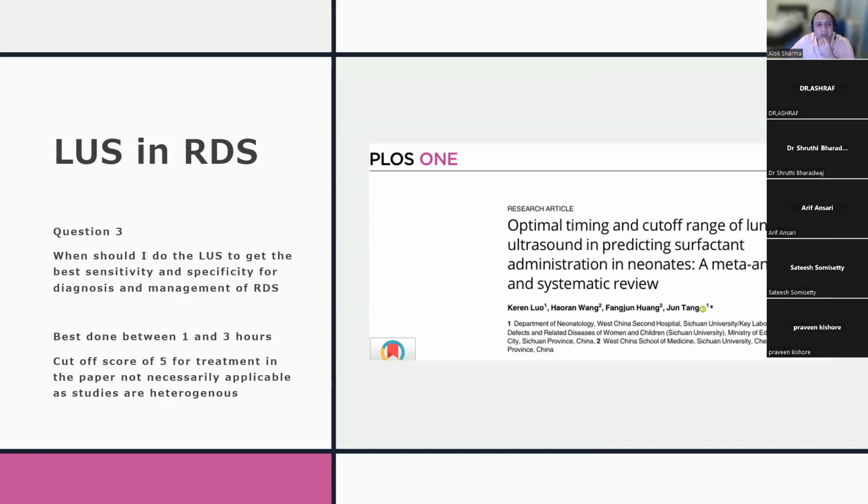I usually do it after 1 hour, to be settled, when everything is going well on CPAP. I usually do it after 1 to 1.5 hours. So why not at half an hour, Dr. Ashraf? Maybe still the baby is coming from the OT. Don't disturb him. Okay. 1 hour, I give 1 or 1.5 hours. It's okay for him if needed.